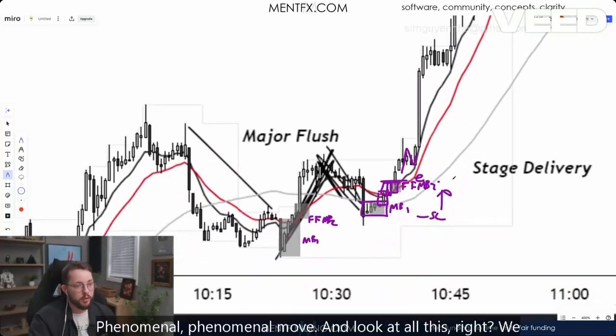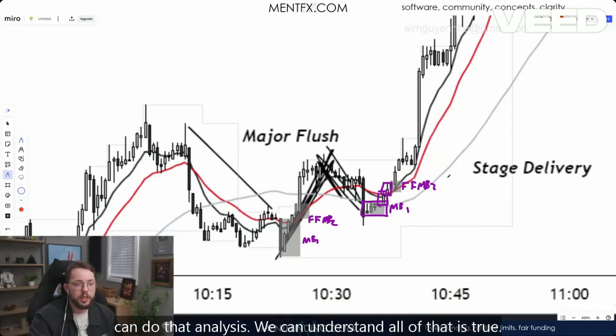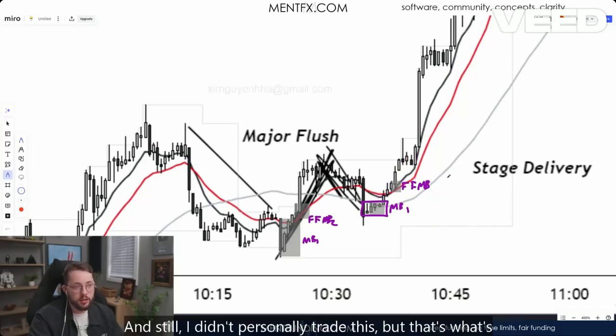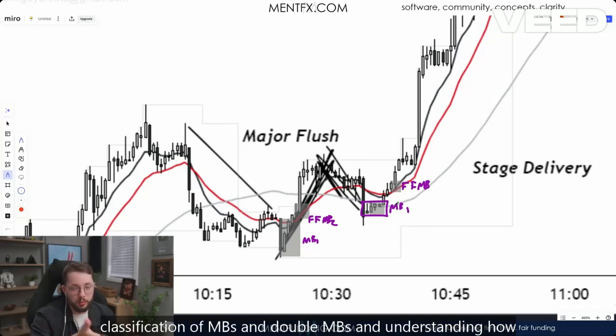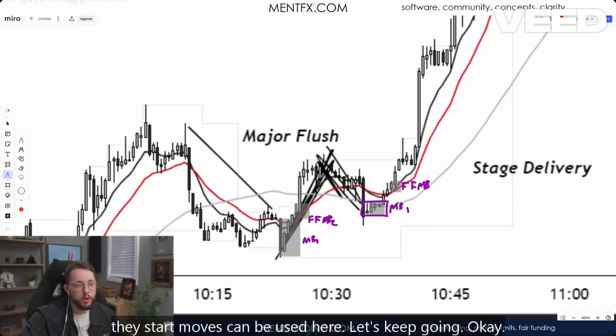Phenomenal move. And look at all this, right? We can do that analysis. We can understand all of that is true. And still, I didn't personally trade this. But that's what's happening here, right? So those are the few ways that our classification of MBs and double MBs and understanding how they start moves can be used here.